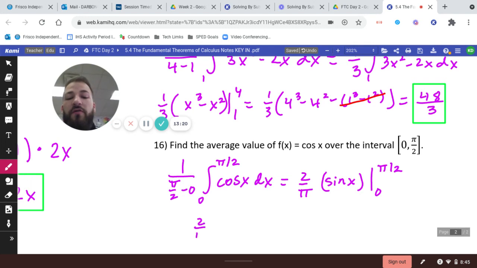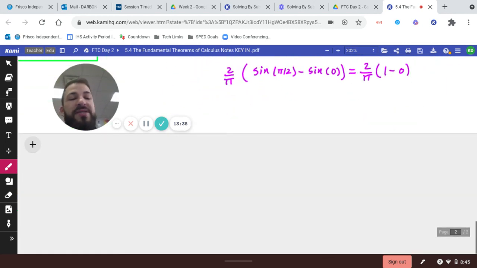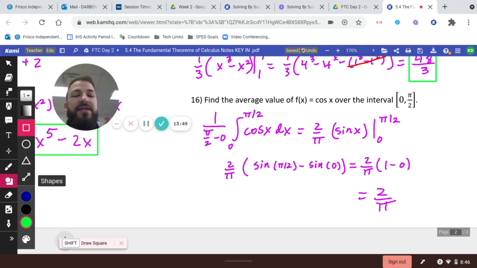So this becomes 2 over pi times sine of pi over 2 minus sine of 0, which is equal to 2 over pi times 1 minus 0, which is just 1. So 2 over pi times 1 is just equal to 2 over pi. And that's your final answer.